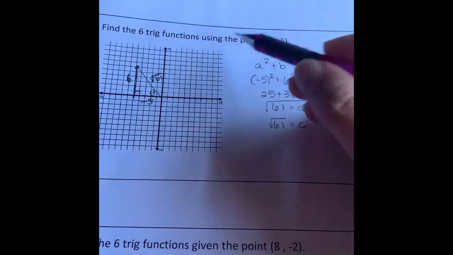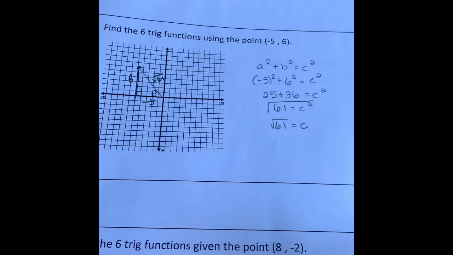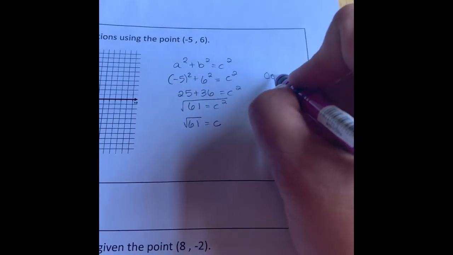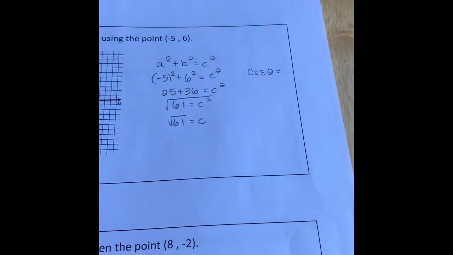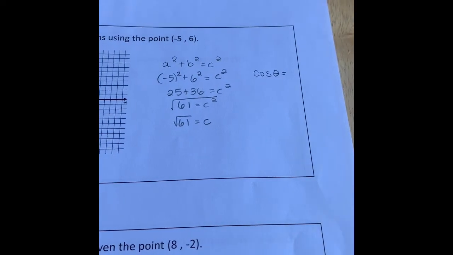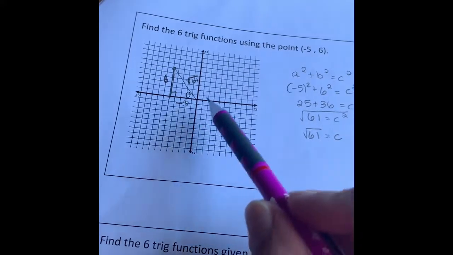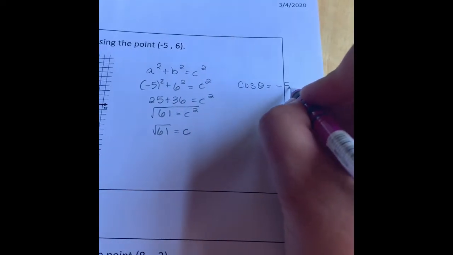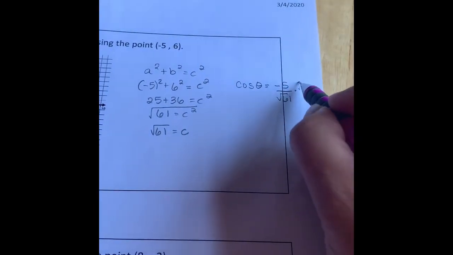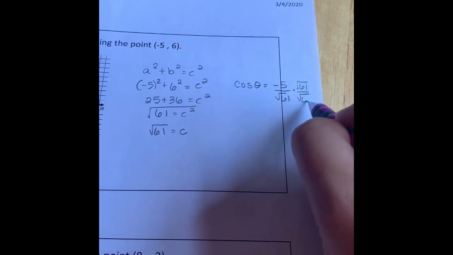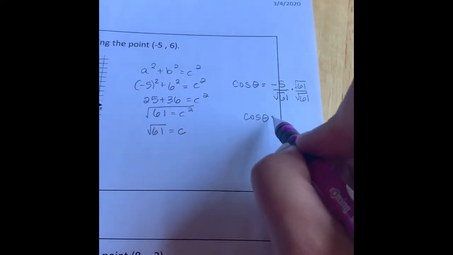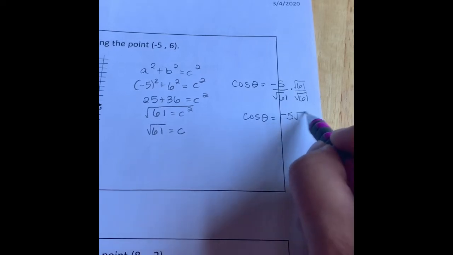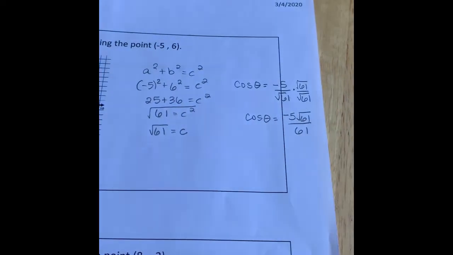So now I can find any of the 6 trig functions. So let's say I wanted to find cosine of theta. Cosine, remember, is adjacent over hypotenuse. So based off my picture, if this is my angle, then this is my adjacent side, and that's my hypotenuse. So I have -5 over the square root of 61. But remember, you can't leave a radical in the bottom. So I'm going to multiply top and bottom by the square root of 61. So the cosine of theta equals -5 square root of 61 over 61.